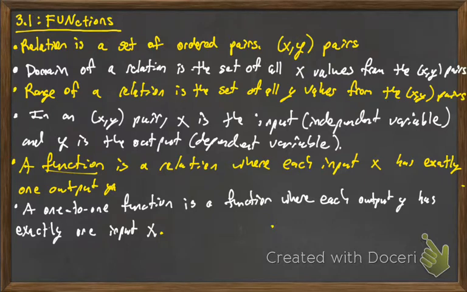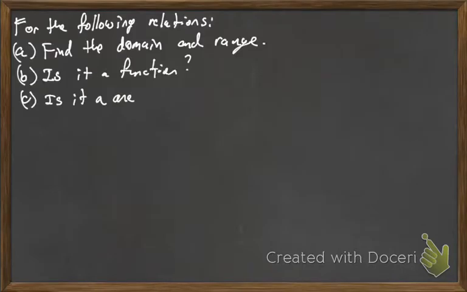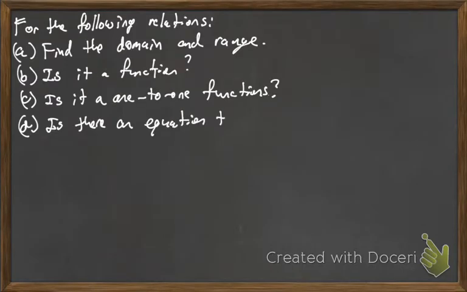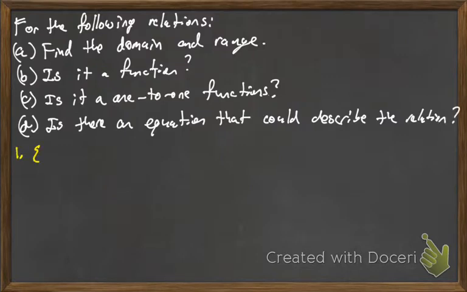So we're going to look at a bunch of sets of ordered pairs, relations, determine if they're functions, and then we'll talk about the domain and the range of each one, and then also see if we can come up with some sort of a formula. Okay, so here are our instructions. We're going to be given quite a few different relations, and then we're going to find the domain and the range of each. Determine if it's a function. Is it a one-to-one function? And then is there an equation that could describe the relation?